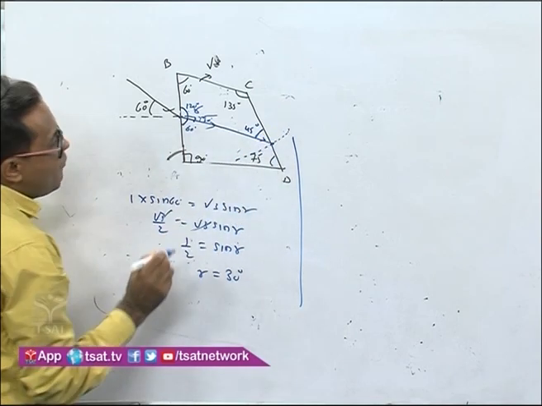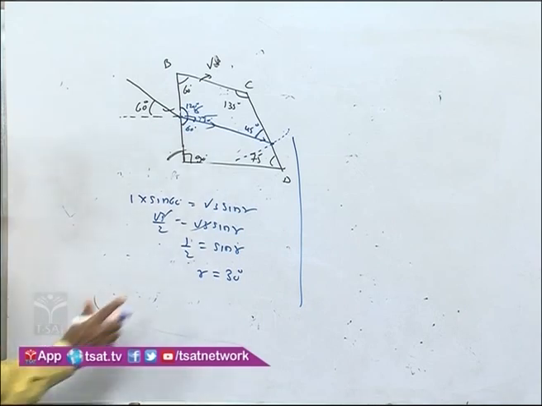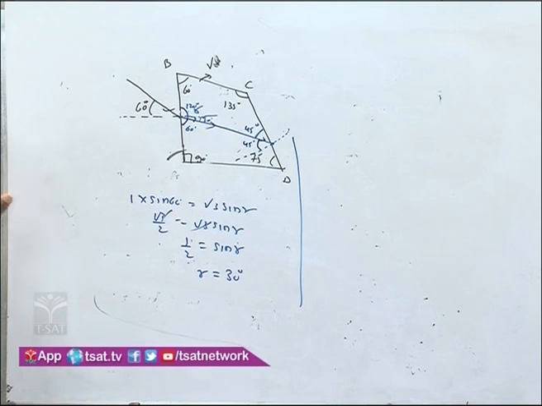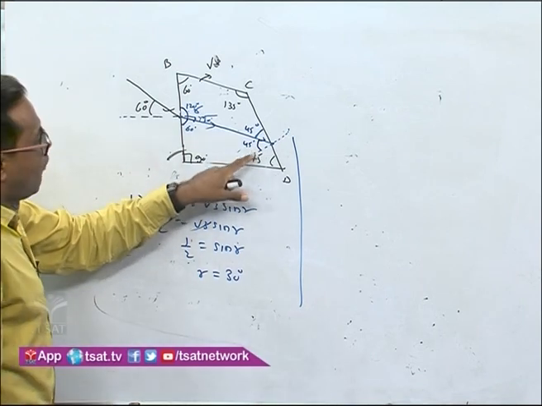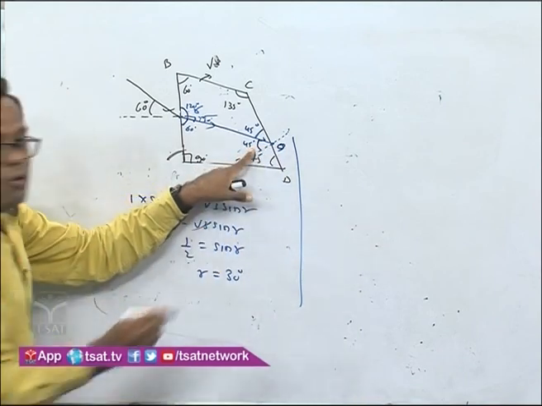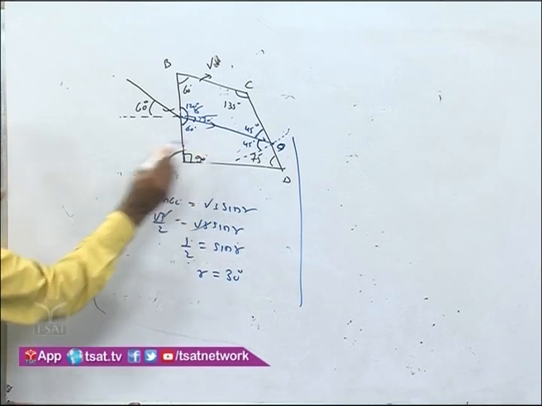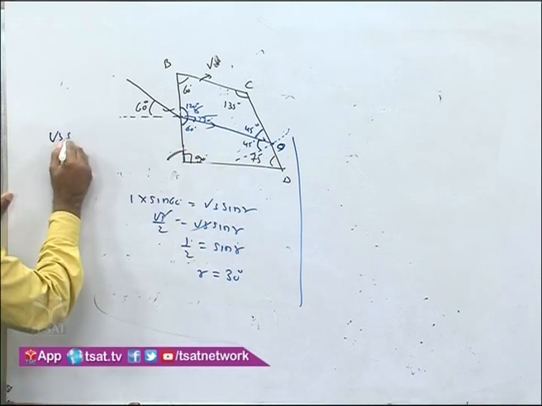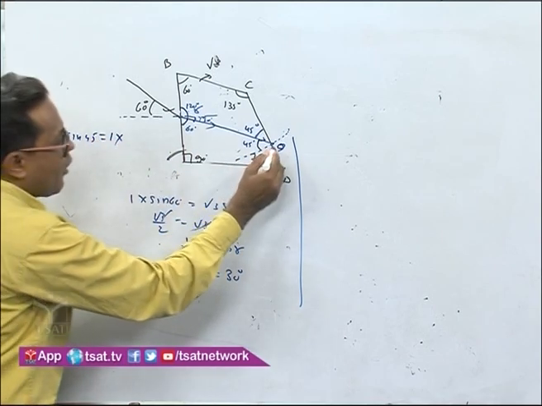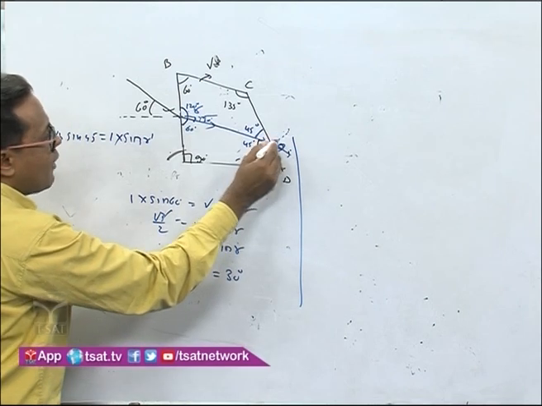Okay. So now what will happen over here? Can you tell me what is this angle? This angle is 45, so this angle will also be 45 degree. So now what will happen? If you apply the Snell's law at point Q, you will get √3 into sine 45 is equal to 1 into sine R dash. We don't know R dash, something like this.